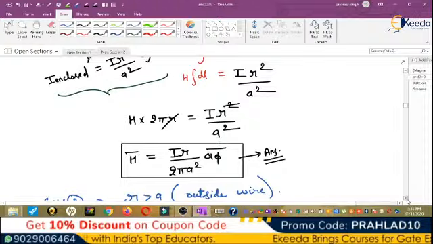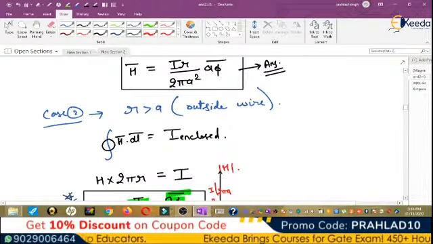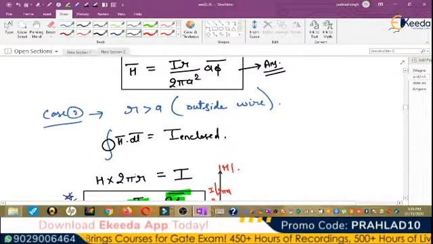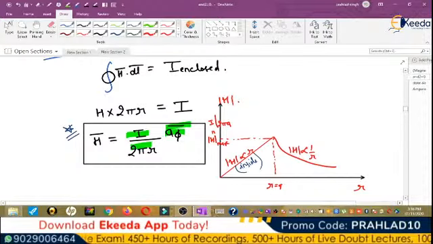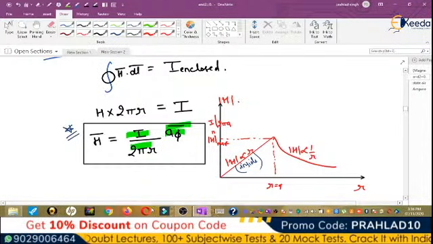For r greater than a, which is outside the wire, circulation of H vector dot dl vector is equal to I enclosed. So H into 2 pi r is equal to I. So H is equal to I by 2 pi r a phi. So this will be the graph. Inside it is linear, and outside it is a decaying graph.